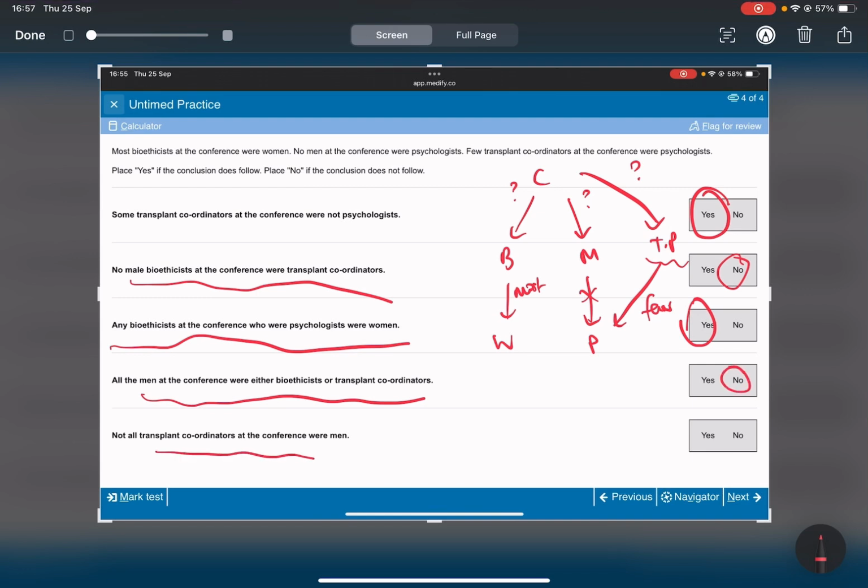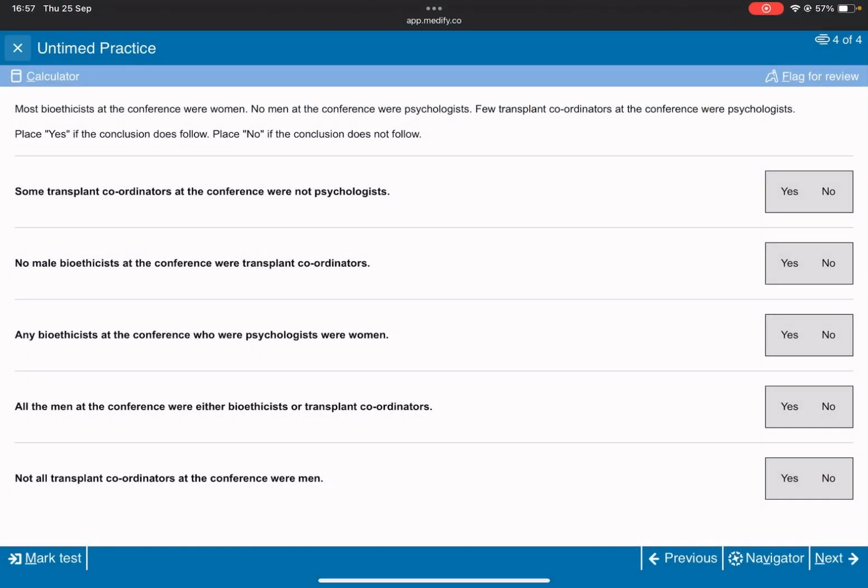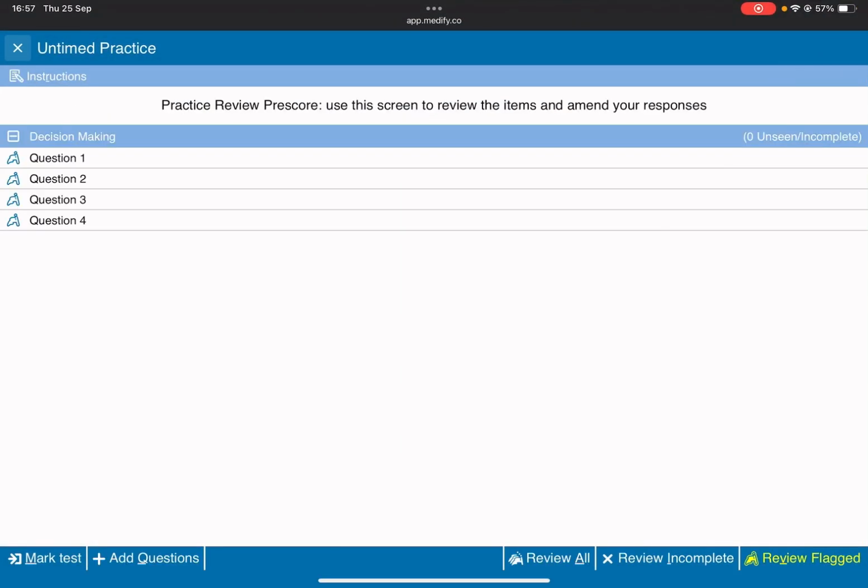Not all transplant coordinators at the conference were men. That's going to be true because only few of them was... Actually, it's a tricky one because not all of them were men. It could be that none of them were men, right? Yeah, I'm going to say it's no, because that implies at least one was a man. But it could be that none of them are men. So that's what I put. I wonder if Medify will agree with me here.